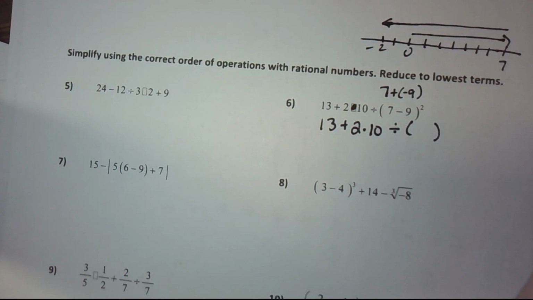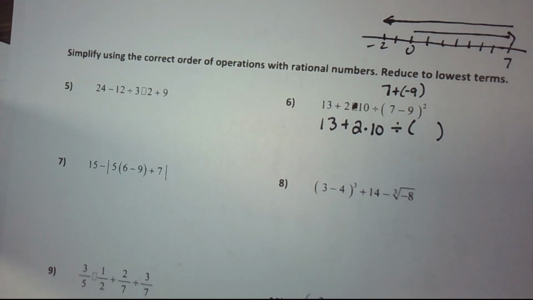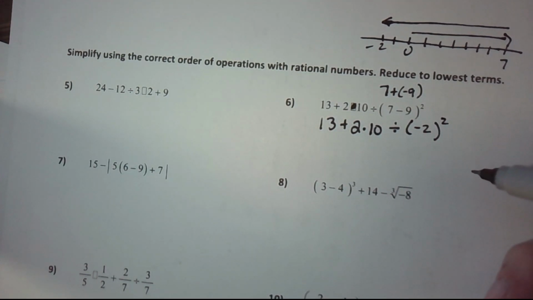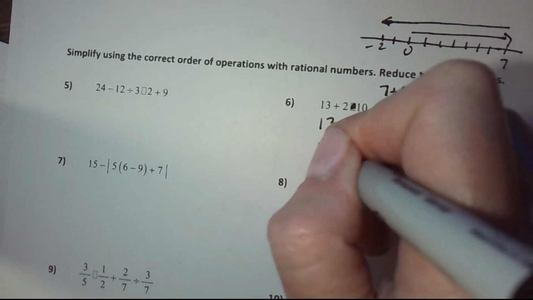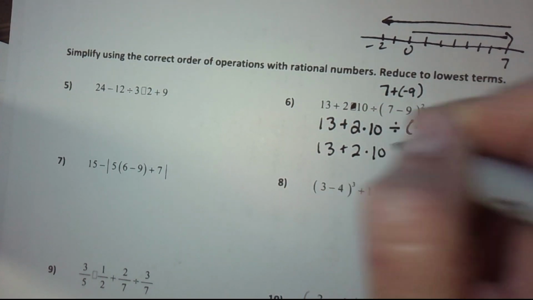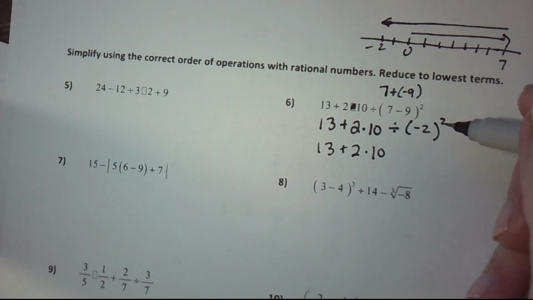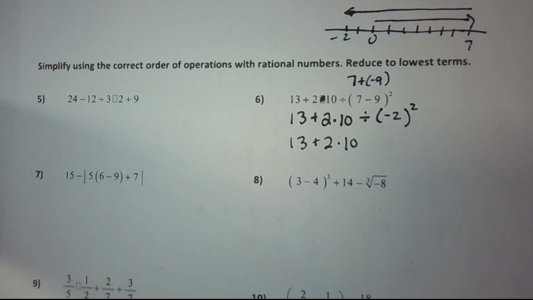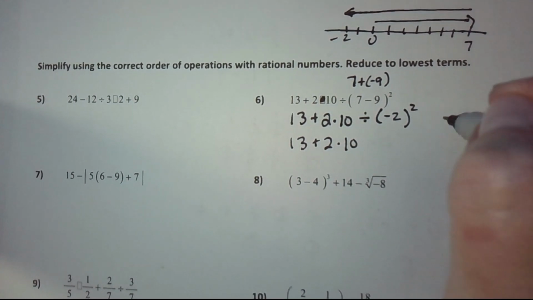How far is it past 0? 2 slots. Okay, 7 take away 9 is negative 2, squared. So we haven't seen anything where we have to raise a negative number to a power. And that's tricky. We'll talk more about that. We'll talk about that again. You won't have to do that very much here, so I'm not going to talk too much about it.